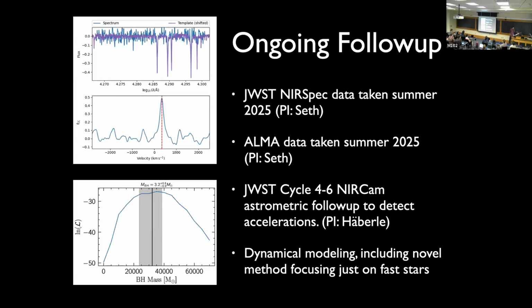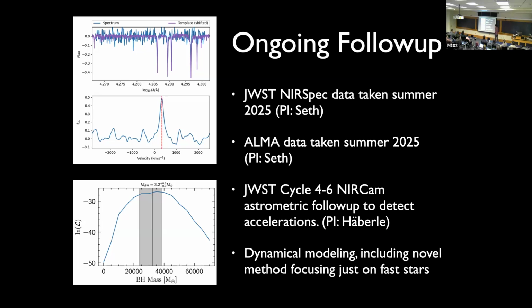Okay, so we have a lot of ongoing follow-up. We got very deep JWST NIRSpec observations of these stars. They're so faint that we don't have any radial velocities despite our MUSE data. So here is an example of the fastest moving star and a velocity determination for that. That was taken this last summer. This data, we're still working on getting published.